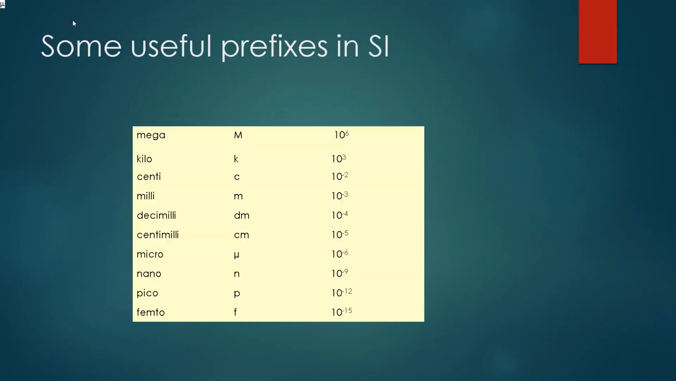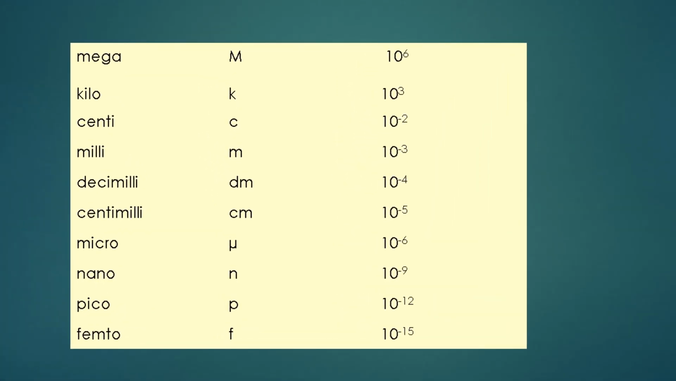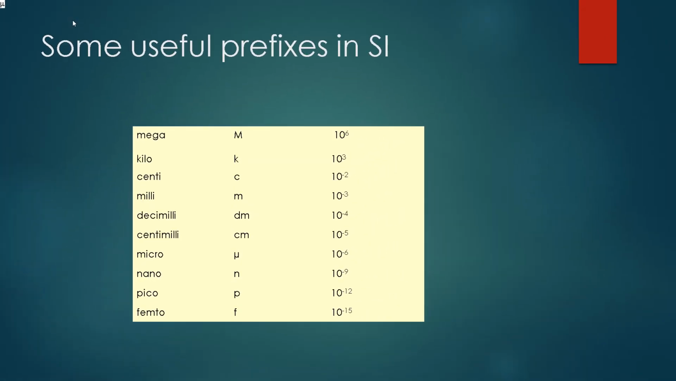measurement. Some useful prefixes in SI system: mega 10 raised to the power 6, kilo 10 raised to the power 3, milli 10 raised to the power minus 3, micro 10 raised to the power minus 6, nano 10 raised to the power minus 9, pico 10 raised to the power minus 12, femto is 10 raised to the power minus 15. So you use these for the calculation of the physical quantities.